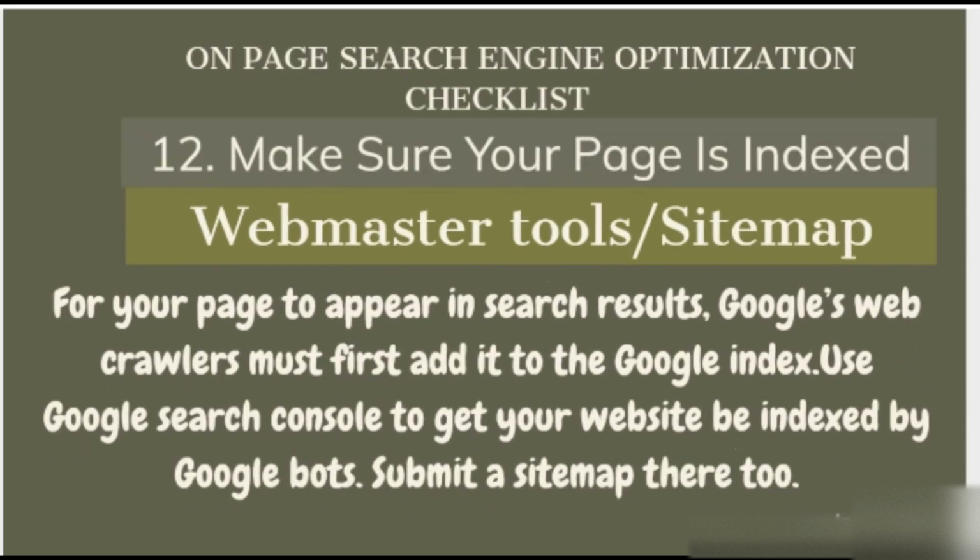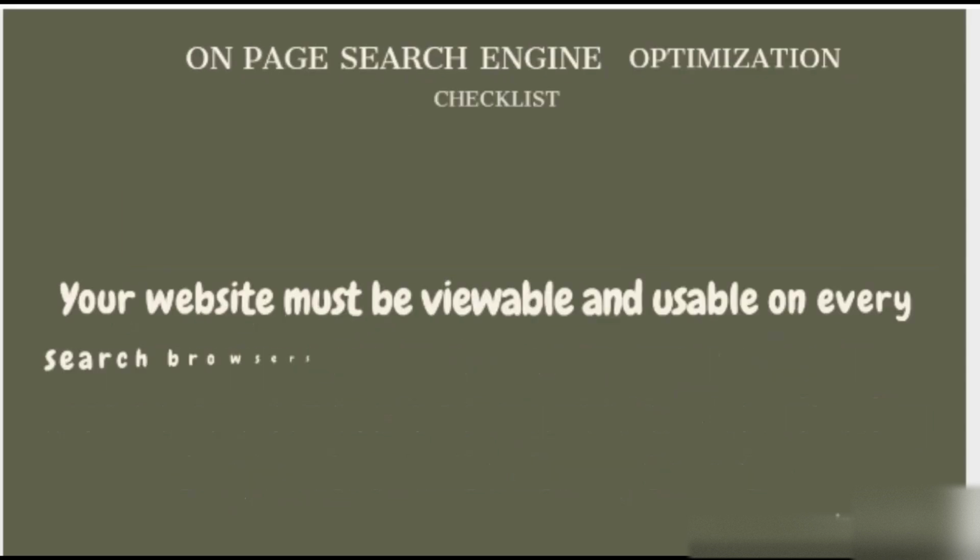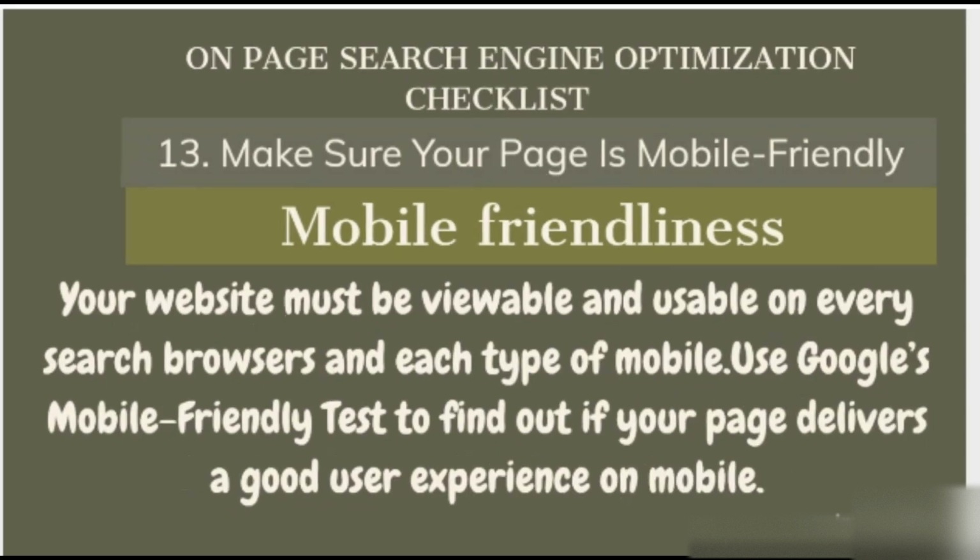Next in the on-page SEO checklist is Webmaster Tools and using a sitemap. For your page to appear in search results, Google's web crawlers must first add it to the Google index. Use Google Search Console to get your website indexed by Google bots. Submit a sitemap there too.